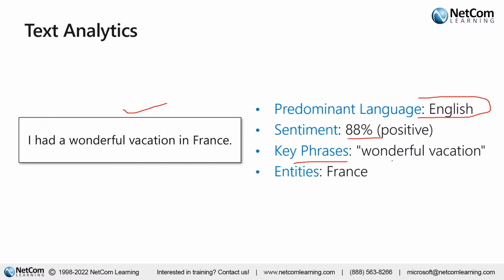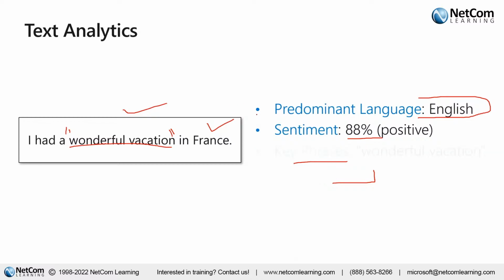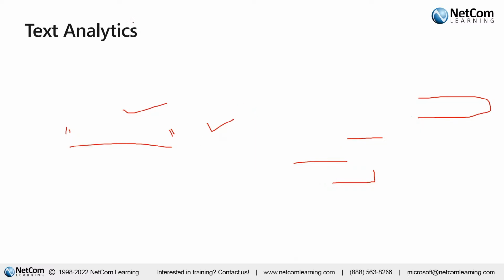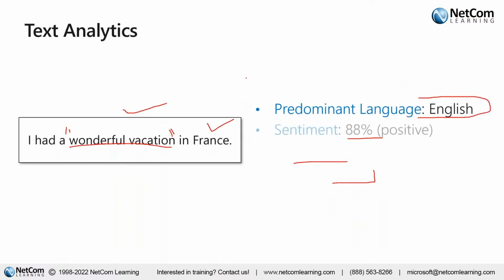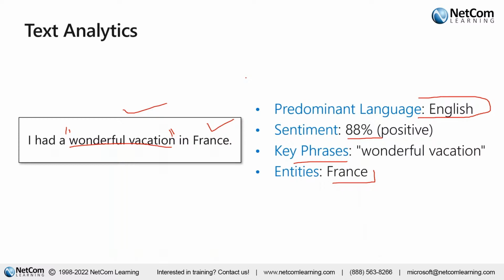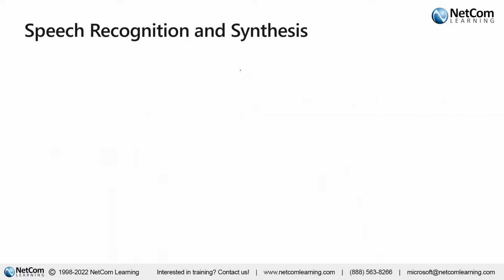Then key phrases. So the key phrase is wonderful vacation. Why am I saying this statement? Because I want to convey that I had a wonderful vacation. So that's a key phrase. And then entities is basically something that the world recognizes, that is France, right? So you can use this text analytics model from cognitive services in Azure, which will give you all of this. That's kind of great.